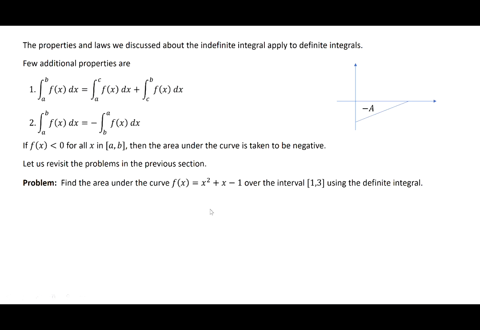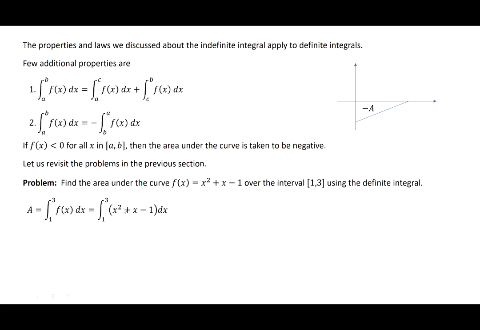So, find the area under the curve x squared plus x minus 1 over the interval 1 to 3 using the definite integral. Based on our definition, all we need to do is find the definite integral from 1 to 3 of f of x dx, which is the integral from 1 to 3 of x squared plus x minus 1. Could we just evaluate the integral here?